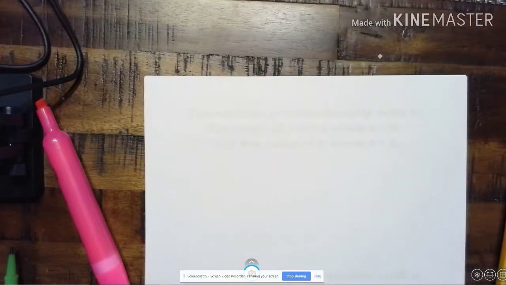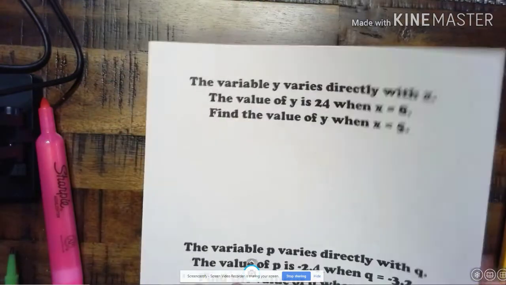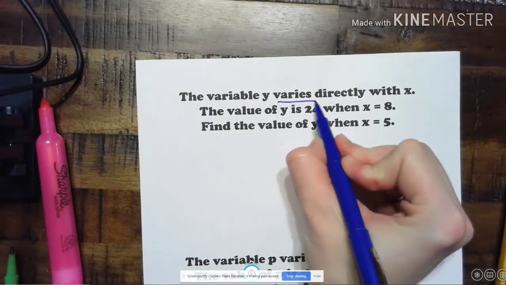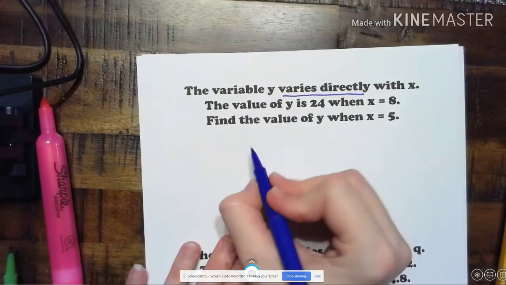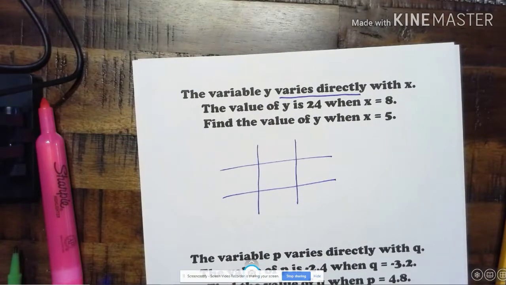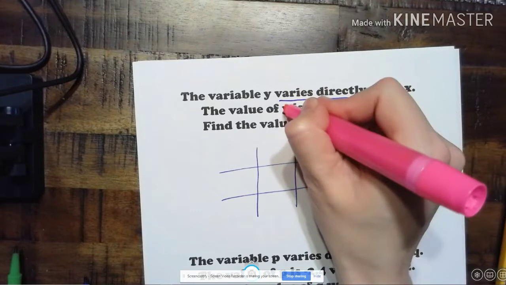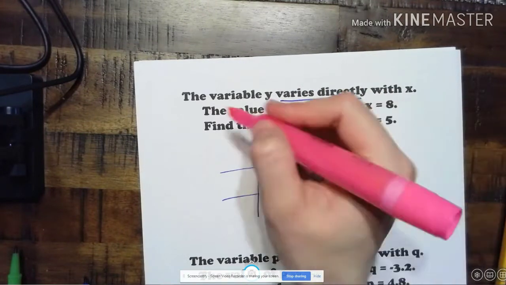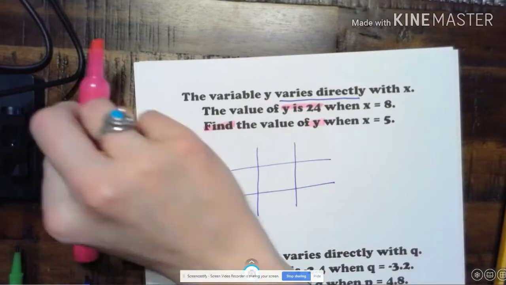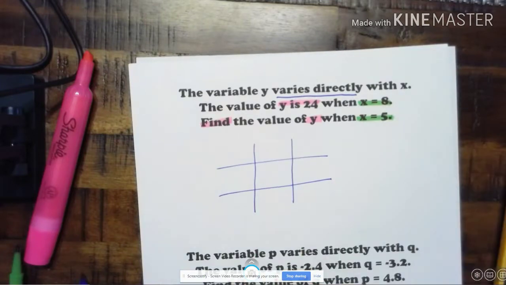These are just regular proportion word problems, but there's lots of other problems that you can use these for. In 8th grade, we do a lot of direct variation. And again, this is one of those things where I can tell them, if you see the words varies directly with X, they immediately, before they even read the problem, set up a tic-tac-toe. So the value of Y is 24 when X equals 8. Find the value of Y when X equals 5. So I've got here, Y is 24. And then my question is find Y. So that's going to be my variable. And then I've got X equals 8 and X equals 5.